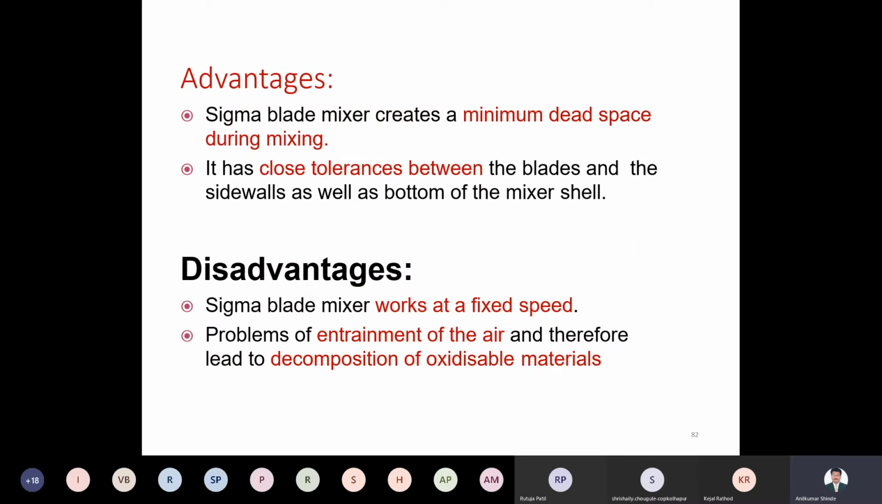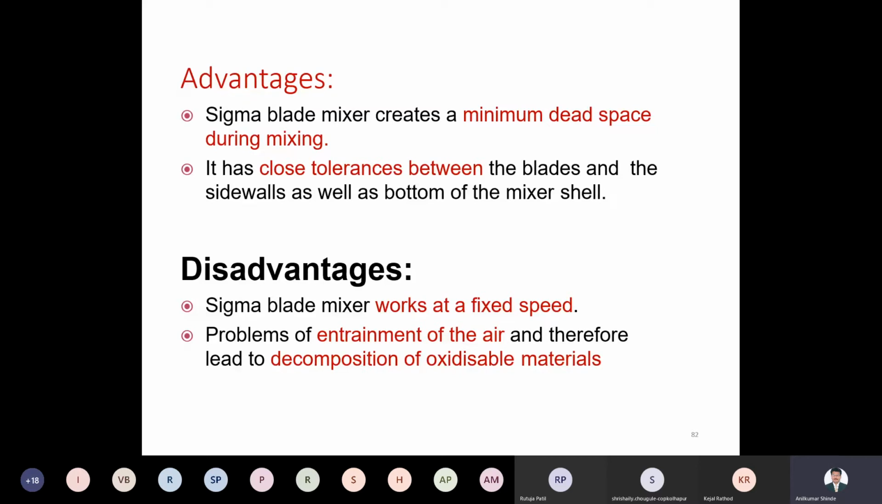The advantage of the sigma blade is that it creates minimum dead space during mixing. Dead space means where no mixing is possible. That is called a dead space. म्हणजे एव्हरी कॉर्नरला मिक्सर मध्ये डेड स्पेस नसायला पाहिजे. डेड स्पेस नसायला म्हणजे काय, सो मटेरियल समजा साईडला गेलं तर इट इज कॉल्ड डेड स्पेस. ते मटेरियल परत सेंटर मध्ये येत नाही किंवा मिक्सिंग पार्टिसिपेशन मध्ये येत नाही, राईट. सो दॅट इज कॉल्ड द डेड स्पेस.